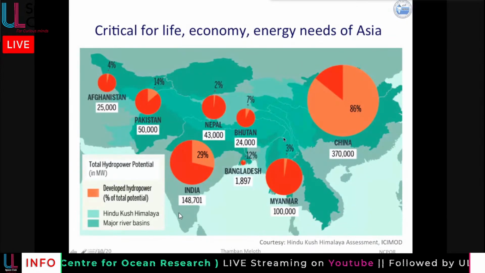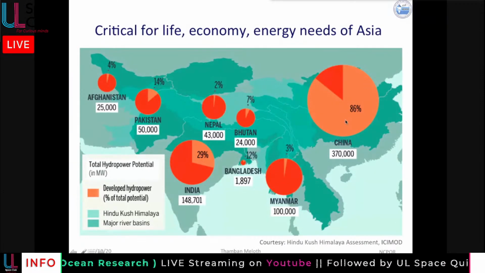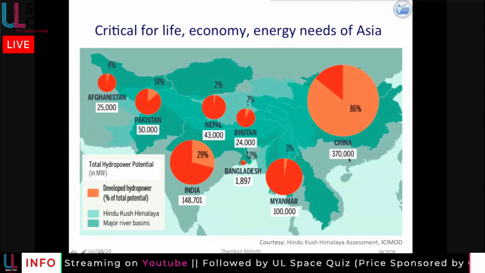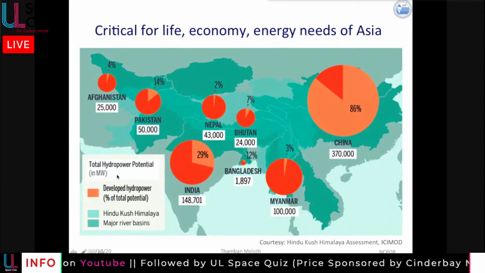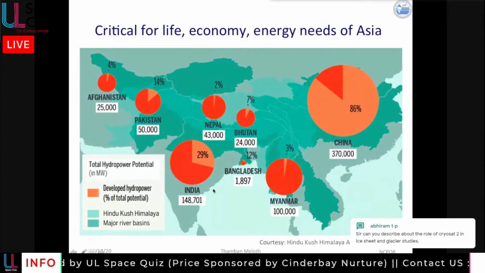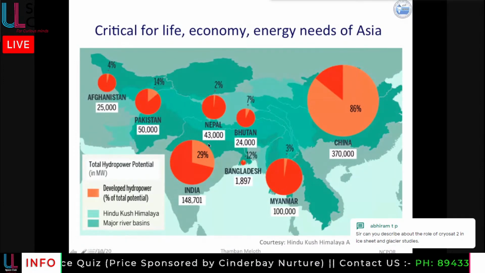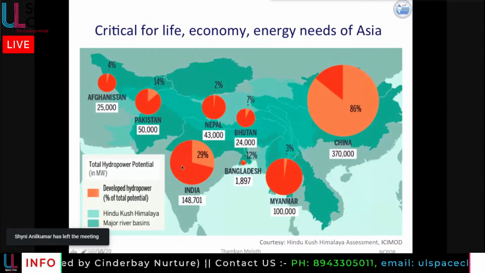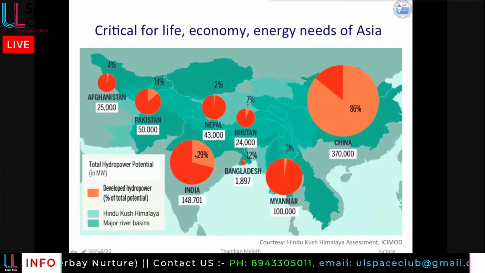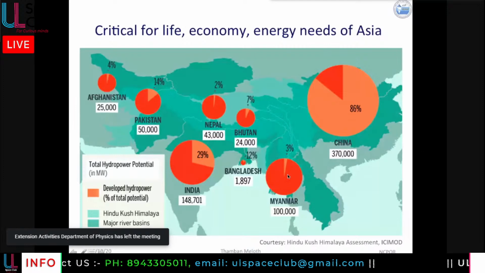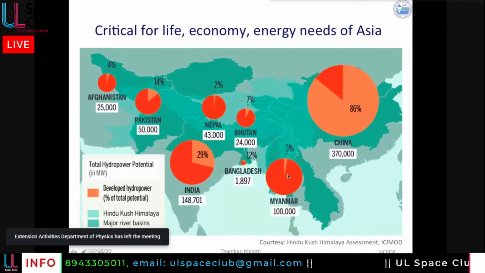And more interestingly, you would be surprised to know about our major energy resource. China has about 370 gigawatts, or 370,000 megawatts, of hydropower potential, of which they utilize almost 86%. Compared to that, India utilizes less than 30% of its actual potential. So there is still a huge potential for hydroelectric production in many of these countries. Therefore, they can be highly important for the energy requirements of Asia.